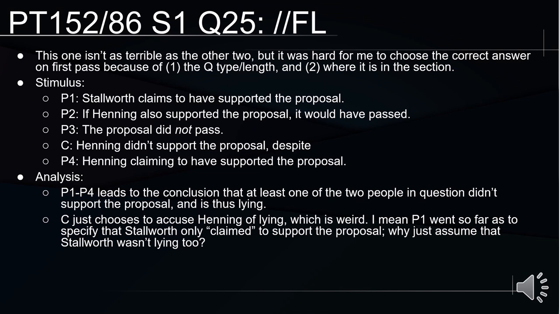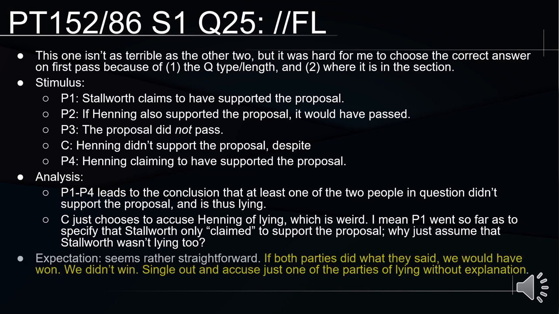I mean, P1 went so far as to specify that Stallworth only claimed to support the proposal, just as Henning only claimed to support the proposal. There's nothing more certain about Stallworth's behavior versus Henning's. Why just assume that Stallworth wasn't lying as well? Why is it all on Henning?